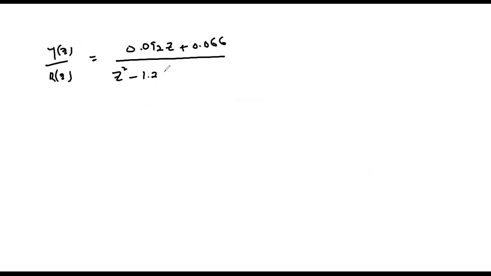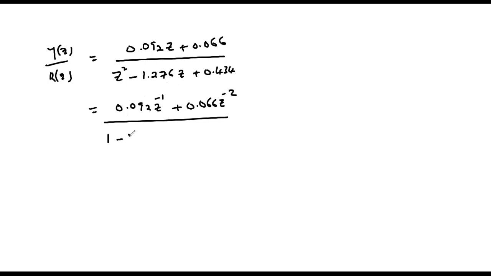This closed loop pulse transfer function can also be written as Y of z over R of z equals 0.092z plus 0.066 divided by z squared minus 1.276z plus 0.434. If we divide both the numerator and denominator by z squared, we can write this as 0.092z power minus 1 plus 0.066z power minus 2 over 1 minus 1.276z power minus 1 plus 0.434z power minus 2.